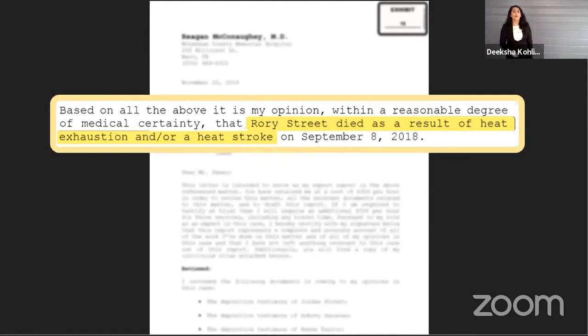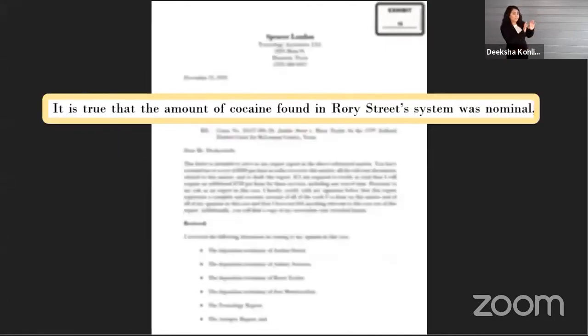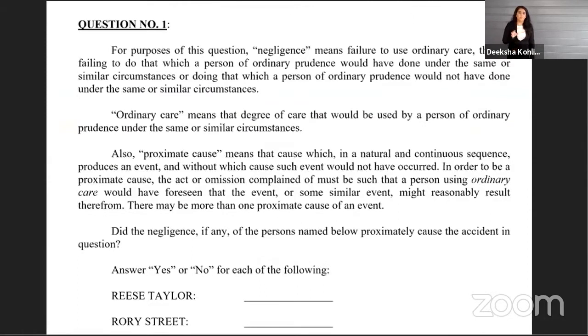So what could have caused Rory's body to overheat? This was an 18-year-old star athlete in peak physical condition. She had an amount of cocaine that even the defense admits was nominal. We can say more likely than not that the cause of this heat stroke was running, sprinting, crawling, standing again and again, nonstop for more than an hour in 103-degree heat. More likely than not that the defendant's negligence caused Rory's death.